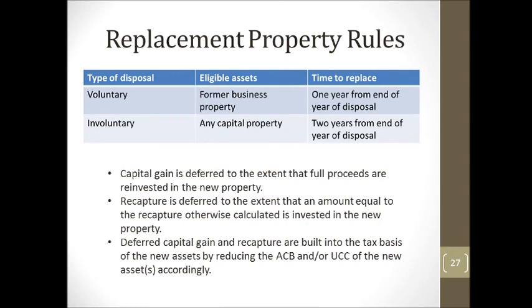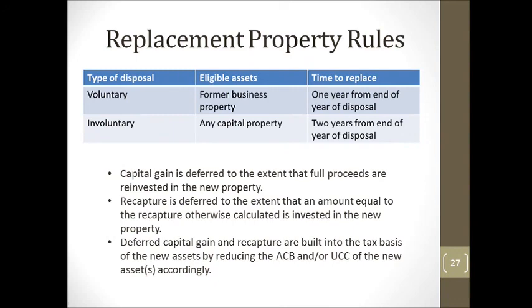The second type of disposition is an involuntary disposal. Now, often this disposal is a result of theft, fire, natural disaster such as a flood, or expropriation. With an involuntary disposition, any capital property would qualify, and the relief is available provided the replacement property is acquired within 24 months after the end of the year in which the disposition took place.